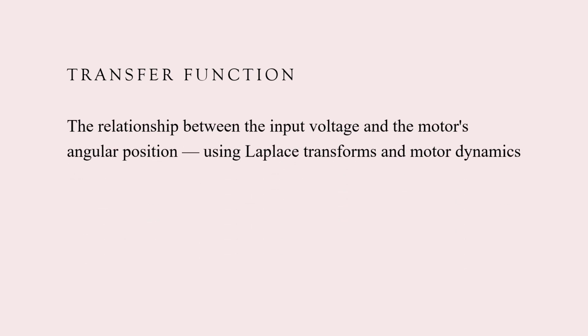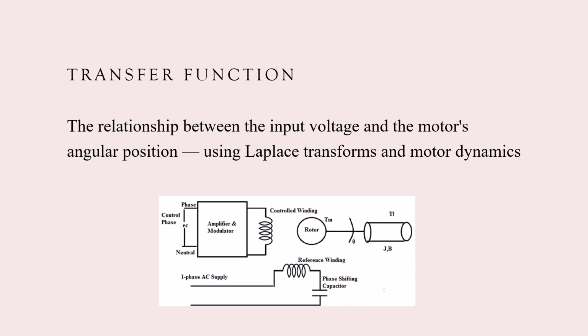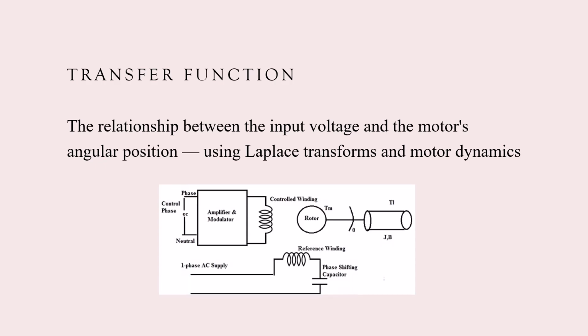So the relation we are considering is the relation between the input voltage and the motor angular position. Because we need to control the position of the motor, we need to understand exactly which position the motor is in. That means whether it is in a clockwise or anti-clockwise direction, or at which degrees it is. So it needs to be done.